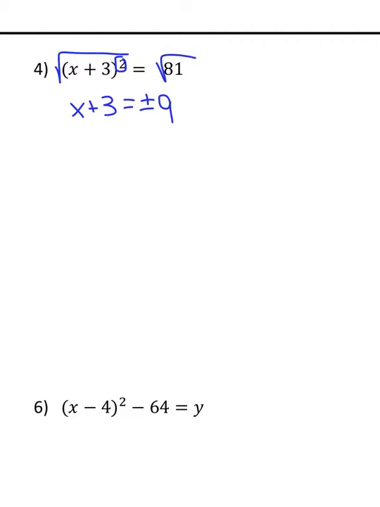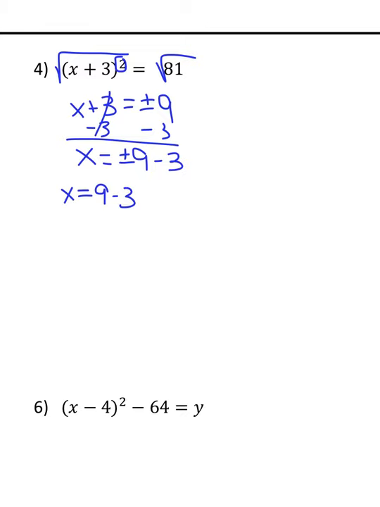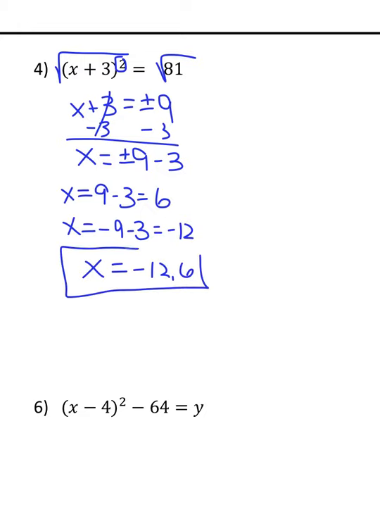The radical went away. And then I'm going to subtract 3 from both sides. So I have x equals plus or minus 9 minus 3. So we have to do both versions. We have to do x equals 9 minus 3, which is 6. And I need to do x equals negative 9 minus 3, which is negative 12. So x equals negative 12, comma 6. If you don't put them smallest to biggest, I will not mark you wrong, but I typically will write them smallest to biggest. Okay? All right, so that's just if there is no y, it's already set up to solve.